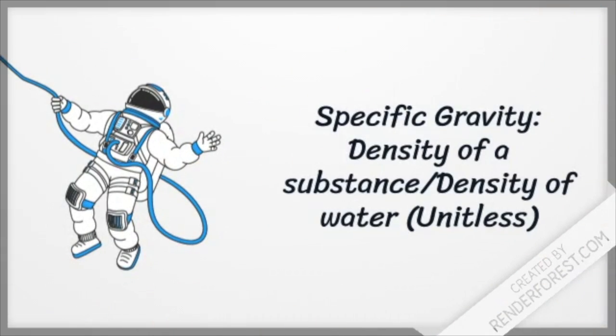Specific gravity is the density of a substance divided by a reference density, usually water. Because both the numerator and denominator have density, those units cancel out to make specific gravity unitless.